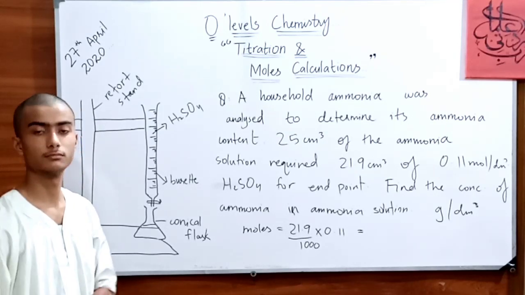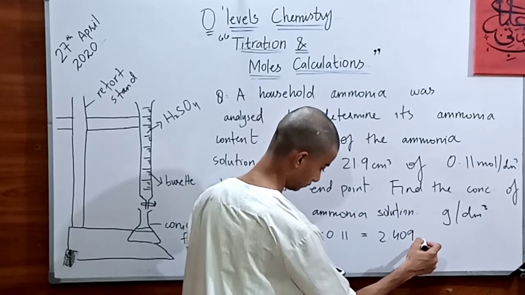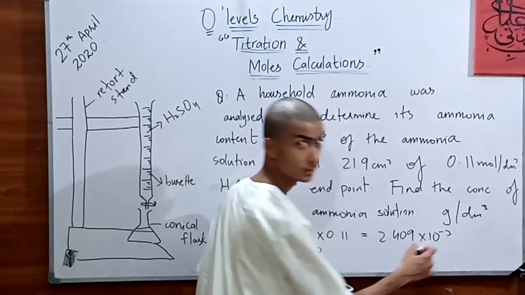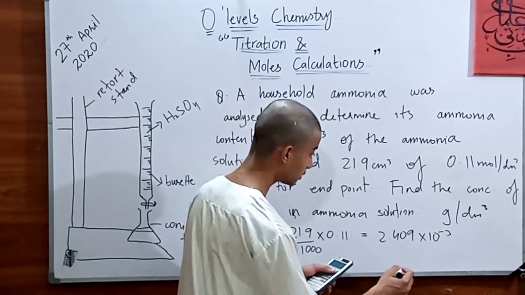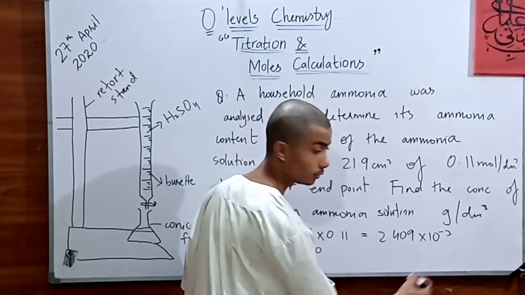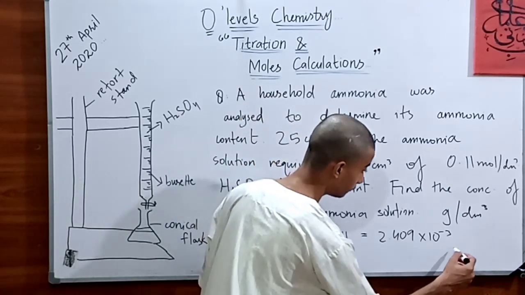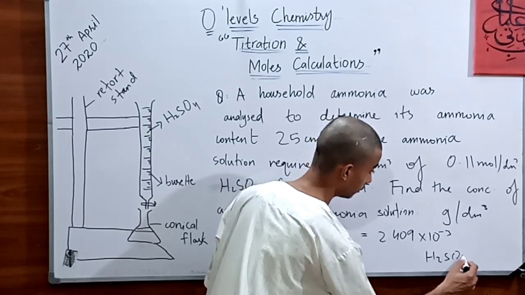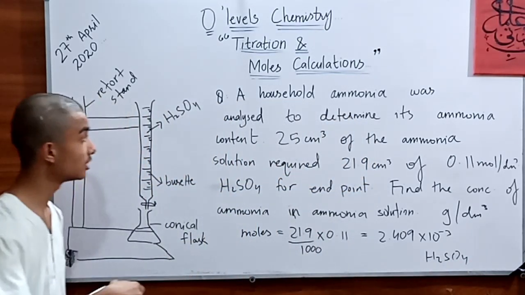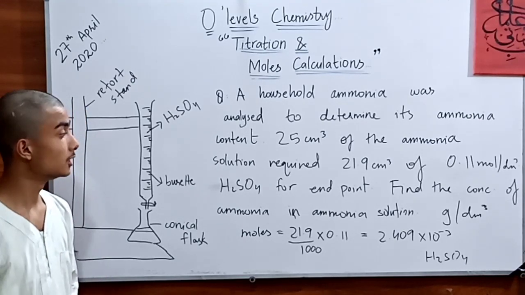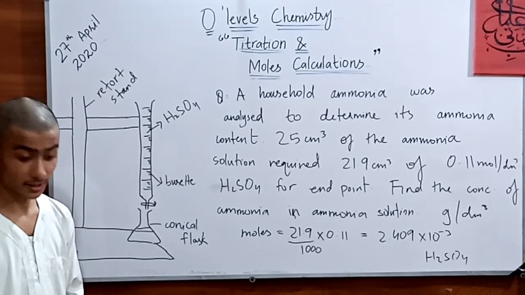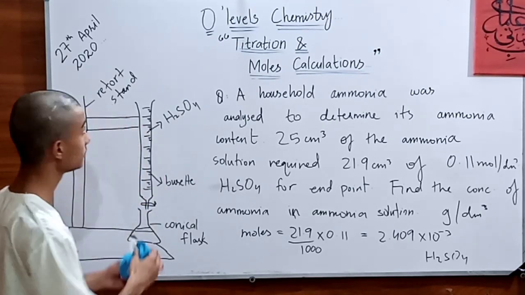Now we have to solve this. Now we have got the moles of sulfuric acid, which is 2.409 × 10^-3 moles of sulfuric acid, H2SO4. When you write the equation of sulfuric acid and ammonia solution, you would be getting the answer ammonium sulfate. So the mole ratio of sulfuric acid and ammonia would be seen like this.